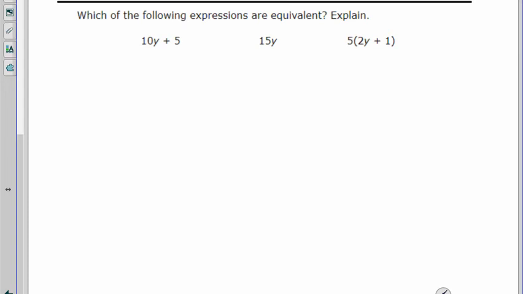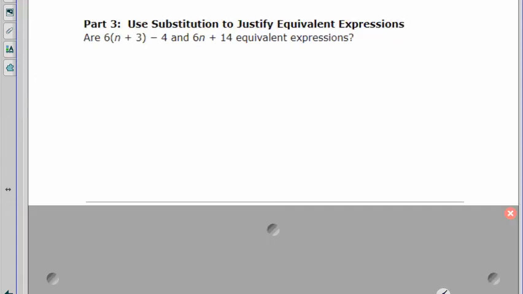Alright, here's 3 more expressions, and we want to see which ones are equivalent. Use the properties that you know. Use the commutative properties, where it doesn't matter the order that you add or multiply. You could use the associative properties, where you group differently when you add, or you group differently when you multiply. Or you can use the distributive property. See which properties help you here.